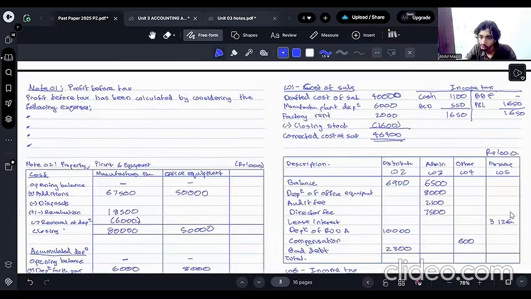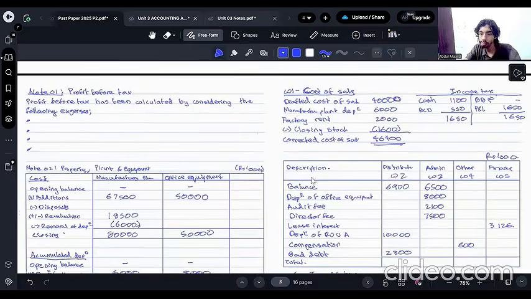So then we didn't do note number 1. In note number 1, profit before tax, you have to disclose some of the expenses. It could be any expense. Here you have depreciation of office equipment, audit fee, any of these you can record. So we'll record audit fee. Audit fee you can write in thousands if you want. Audit fee 2,100.